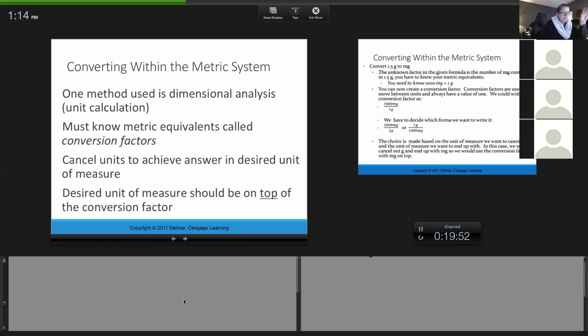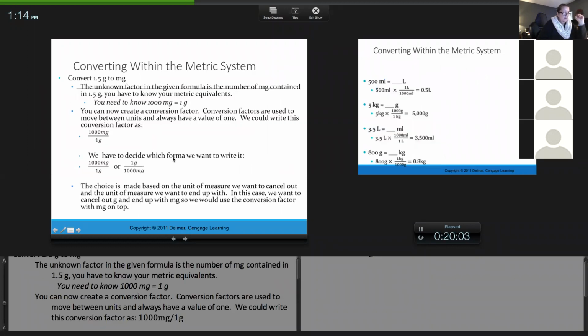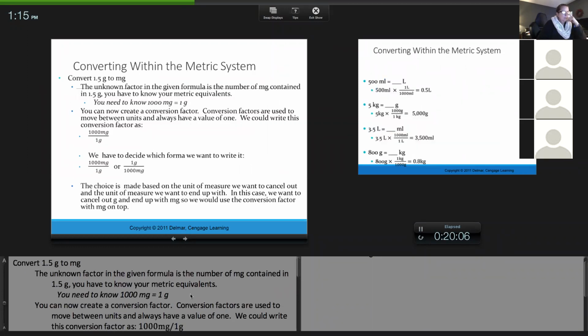Typically, what you want to be measured, or what you don't know, or your desired unit, is what goes on top of the conversion factor. So if we have 1.5 grams, we want to know how many milligrams that is. The unknown is how many milligrams. We don't know how many milligrams are in there; that's what we want to find out. But we have to know the conversion. The conversion factor is there's 1,000 milligrams in 1 gram. But the problem is we have 1.5 grams. If we had 1 gram, it'd be super easy. We have 1.5, so how do we get to milligrams?